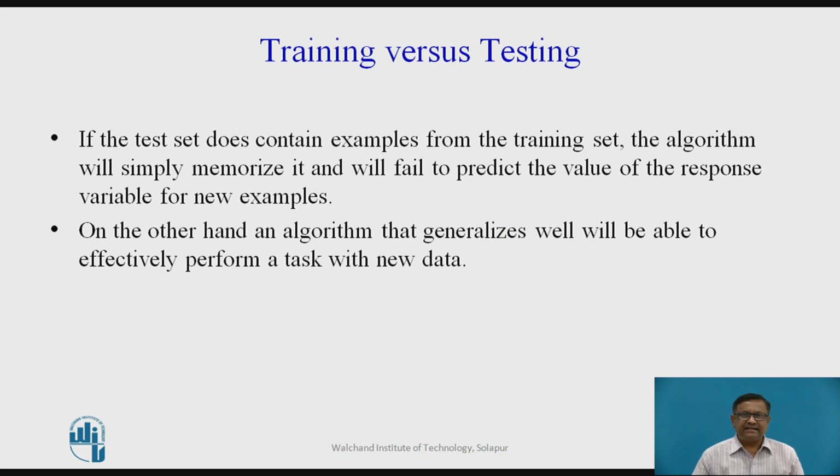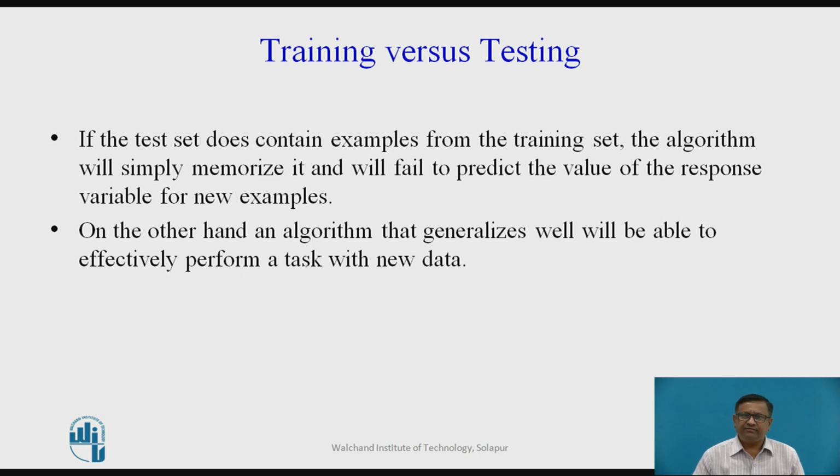If the test set does contain examples from the training set, the algorithm will simply memorize it and will fail to predict the value of the response variable for new examples. That means if the test data is present in, or taken from, the training data itself, then the machine learning algorithm will fail for the new data. The algorithm will just memorize it.